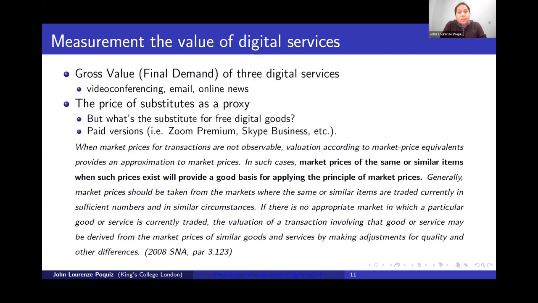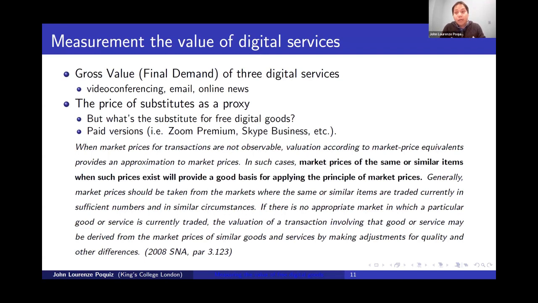Now, the question is, what's the substitute that we can use as a proxy for the value of free digital goods and services? The way we answer this is, perhaps we can use the paid version of these goods and services. Some of these services would have a free version, and some of them would have a paid version.